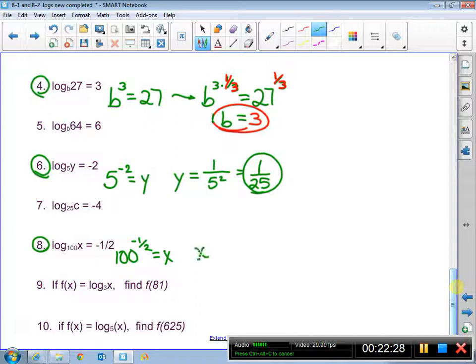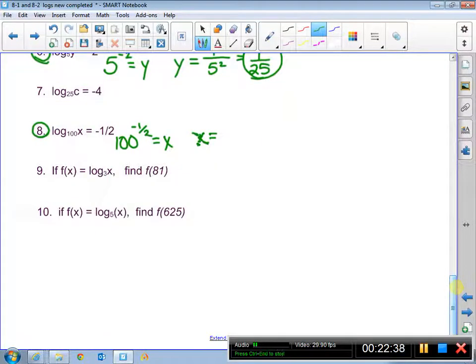So here we have x equals 100 to the -1/2. Remember, it is 2 rules. The negative is 1 rule that flips the 100, and the half is a second rule that takes a square root. So I will have 1/100 to the positive half, or 1 over the square root of 100, or 1/10.